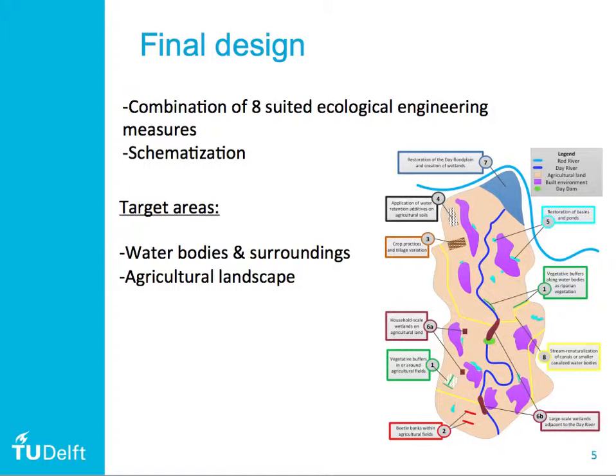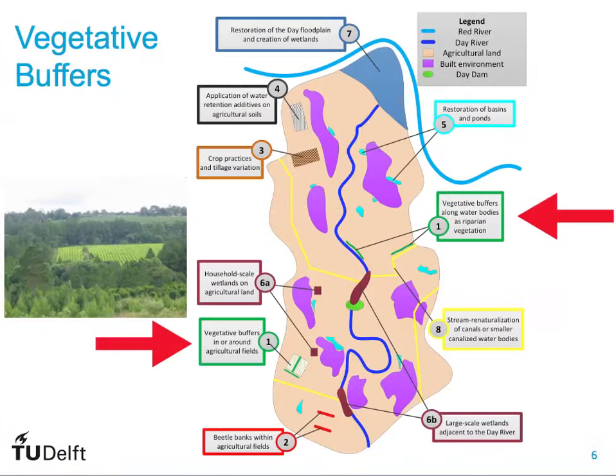I have made a final design, which is a combination of 8 ecological engineering measures that can be suited for the research area. And the map, which you can see on the bottom right, is a schematization of these measures, which does not mean that they have to implement it at the specific locations, but it's just to give an impression. Target areas are water bodies and the surroundings, as well as agricultural landscapes.